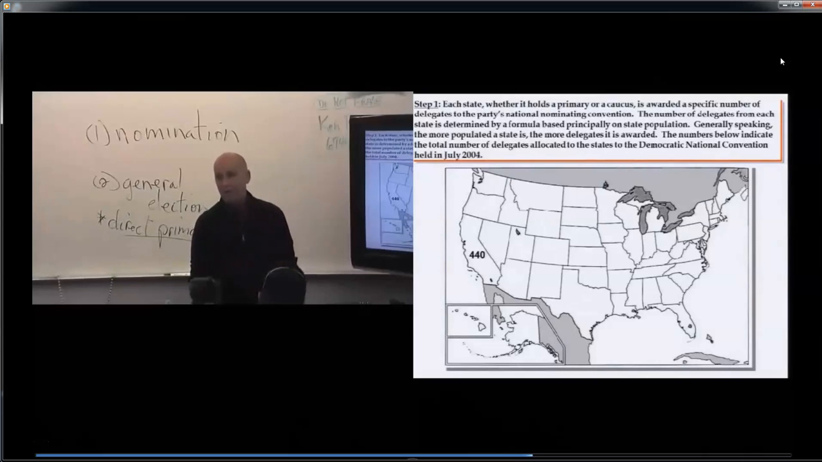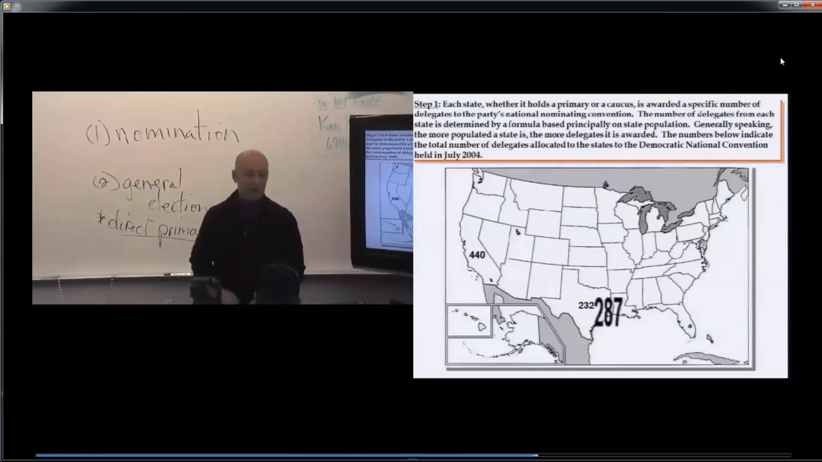There are some other pieces of the formula that go in. For example, if California has the most delegates to the Democratic National Convention because it has the most population, which state should have had the second most? Texas. Texas should have had the second most, but in fact, it was New York.